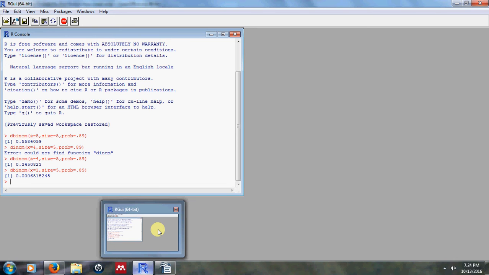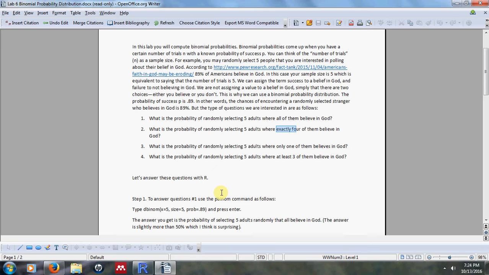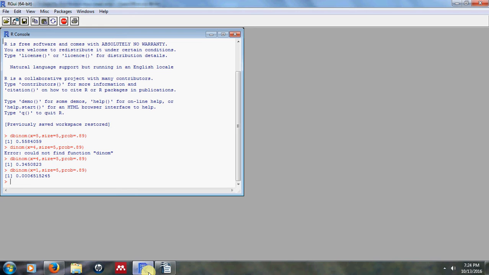And to do the last piece, it says, what is the probability of randomly selecting 5 adults where at least 3 of them believe in God? At least 3 means 3, 4, or 5. So we have the results for 5. We have the results for 4. We're missing the results for 3. And then we'll add these 3. So let's see if we can run that really quickly here.